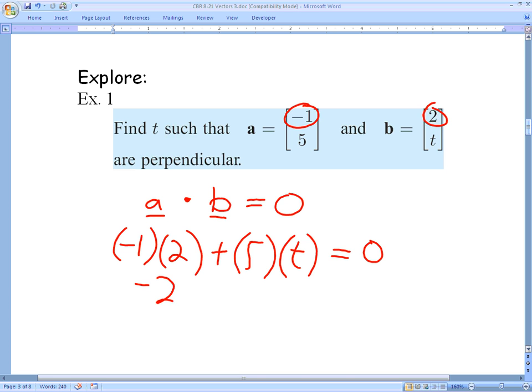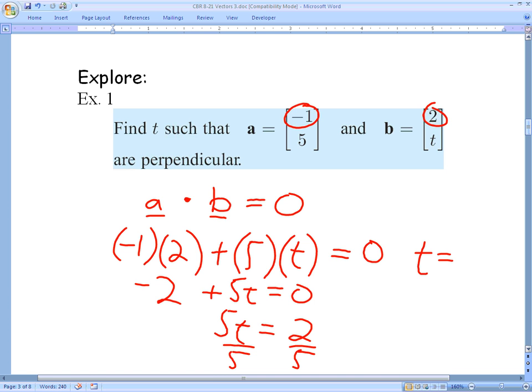Simplify, we get -2 plus 5t equals 0. I'm going to add the 2 to the other side, so now I have 5t equals a positive 2. Divide both sides by 5, and I see that t must equal 2/5 in order for these two vectors to be perpendicular.